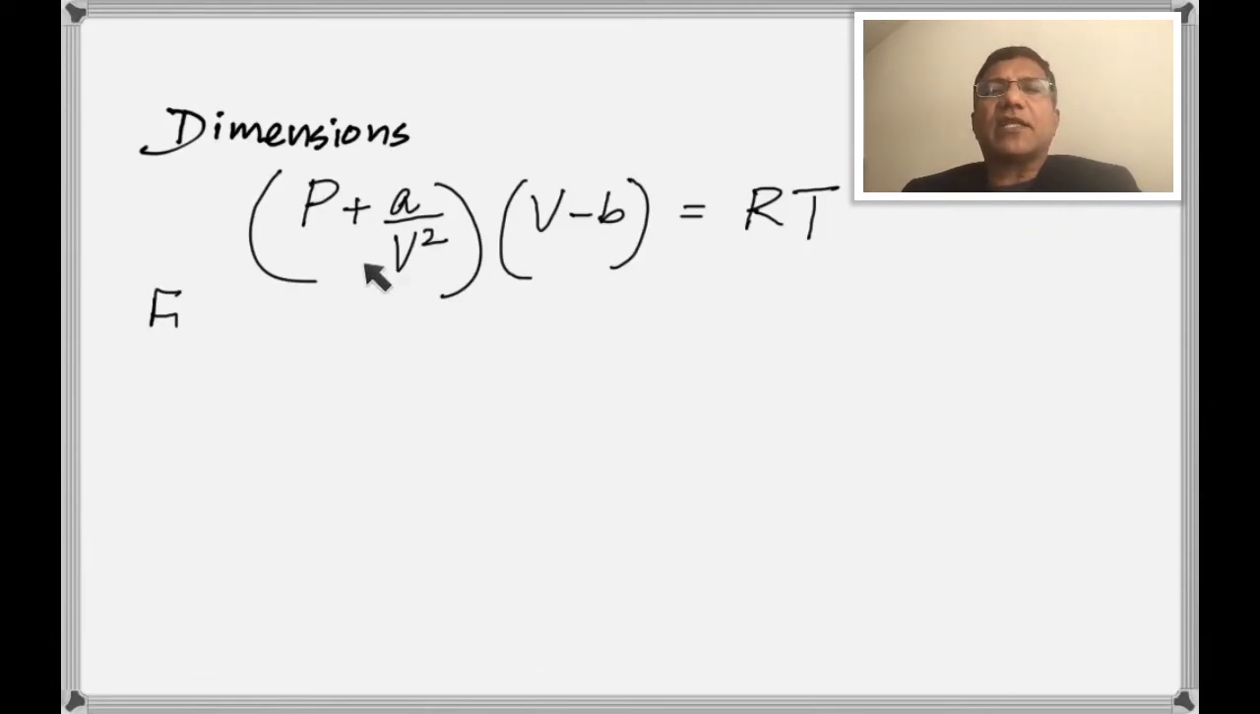Now, the idea is that if two quantities are added together, both of them must have the same dimensions. So since A by V squared is added to P, A by volume squared should have the same dimension as that of P. And once again, since B is subtracted from volume, the dimension of B should be the same as that of volume. So let's take the first one and try to find the dimension of A.